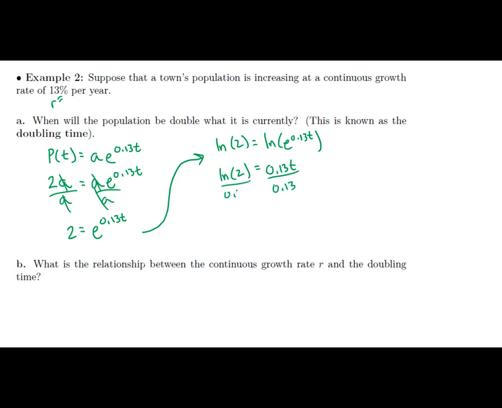And we can get that by itself. So the natural log of 2 over 0.13 is equal to t. So that's our doubling time right there.